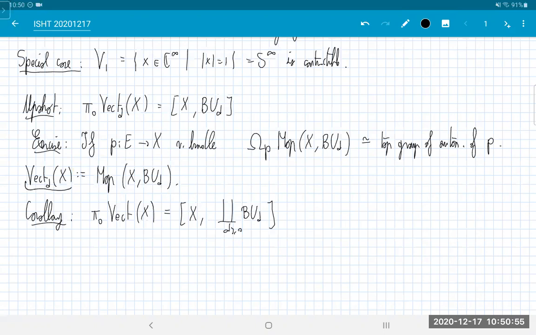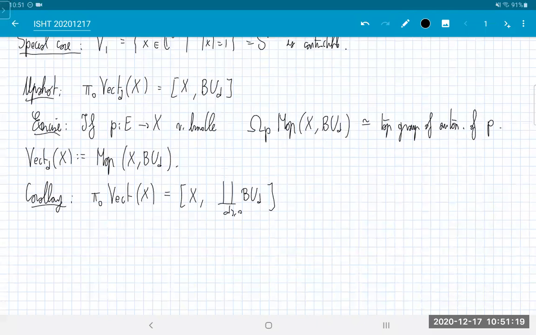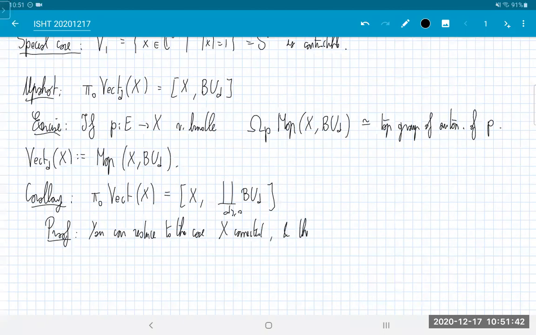In fact, I could have given a definition of these using some kind of enriched category with vector bundle automorphisms, and then this would be a proof that this as a space is exactly this. But we don't need to be all fancy. The corollary is, well, the proof: you can reduce to the case X connected, since both sides send coproducts to products, and then every vector bundle has a precise rank.